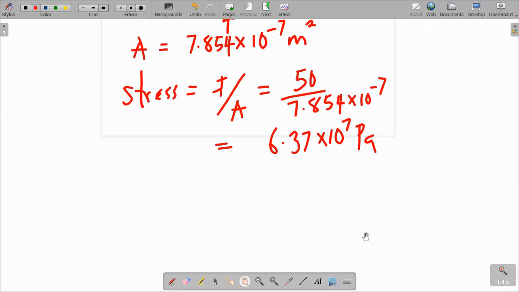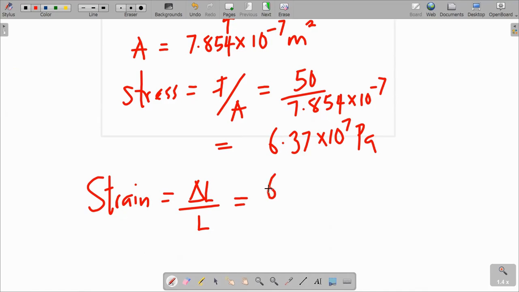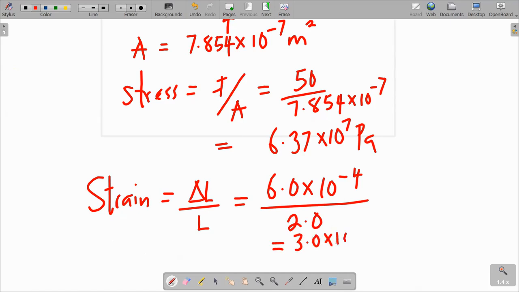So we'll go on to the strain. Strain is equal to change in length divided by the length. The change in length from the question is 0.600 millimeter, so this is going to be 6.0 times 10 to the power of minus 4 divided by the length, which is 2.0. This gives us a strain of 3.0 times 10 to the power of minus 4. Remember we said the strain is unitless. So we keep on going.